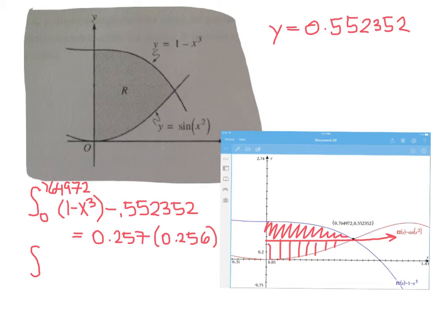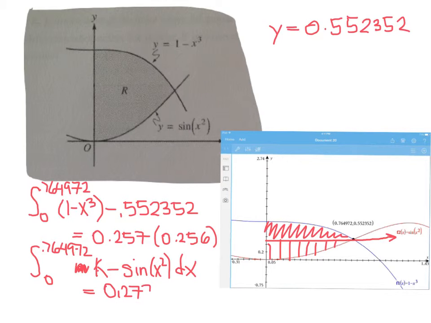Now I do the same thing for the area below that horizontal line. Again, I'm going to go from 0 to 0.764972. And this time the upper function is k. Oops, sorry, no equal sign. Sorry about that. K minus the function sine of x squared. Now when I put that into my calculator, I get 0.277, or 0.276 is also accepted. So we can see the areas above and below this line are not equivalent.